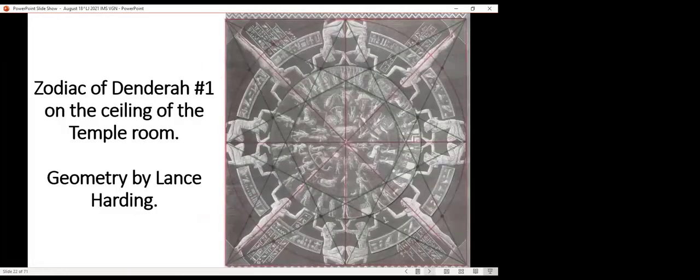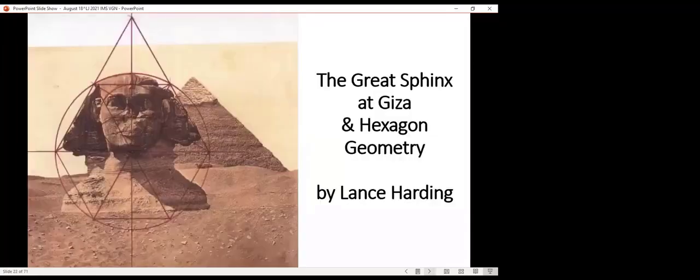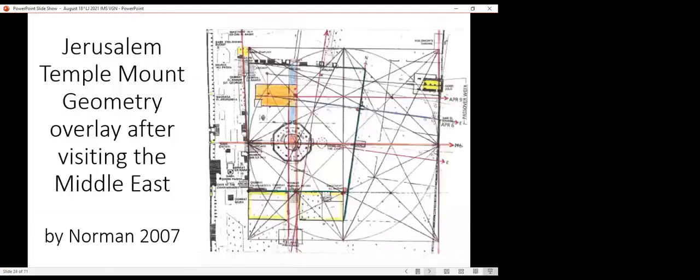This famous Zodiac of Dendera on the ceiling of a temple room is analyzed by my colleague and associate, Dr. Lance Harding, in his research showing the full geometric mandala composition here. Very impressive. Lastly, the Great Sphinx at Giza, and the hexagon geometry by Lance Harding.